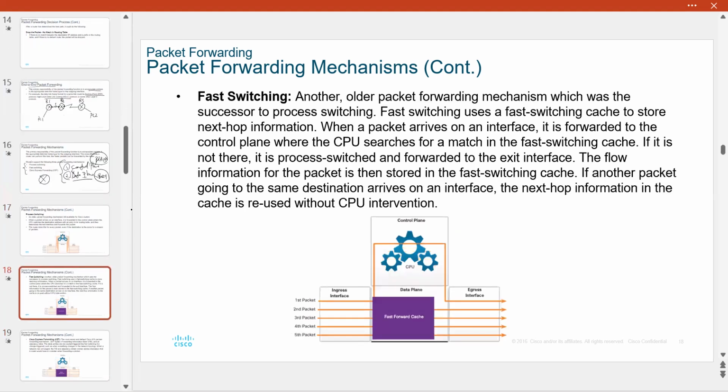Right, we have the second one, the packet forwarding mechanism. It's fast switching. Basically with fast switching, it's in 2-3 stages. Let's say stage number 1, when a packet is initially sent, this is the initial stage. When a packet is initially sent, it is forwarded to the brain.